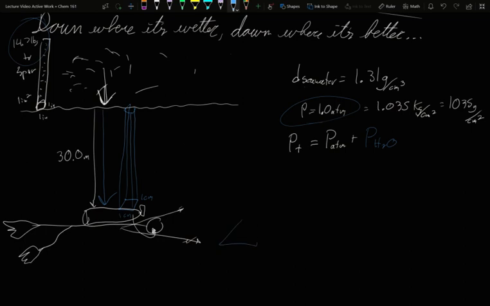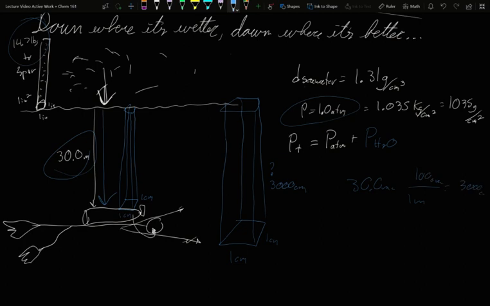To enhance the view of this a little bit, I have a column going all the way up to the surface. It's 1 centimeter by 1 centimeter by, well, we know it's 30 meters deep. 30 meters is going to be 3,000 centimeters. So remember, 30.0 meters, every 1 meter has 100 centimeters, for 3,000 centimeters.